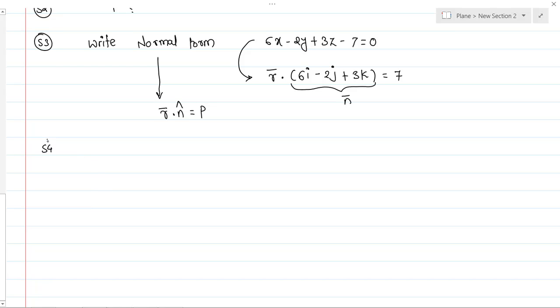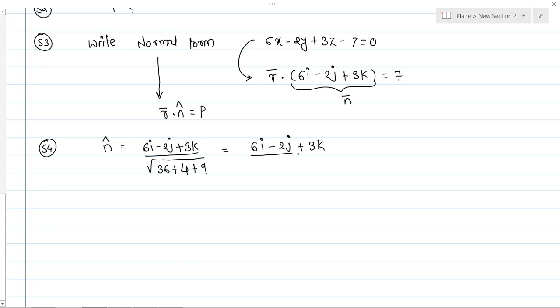So step number 4 is what? Find out the value of n cap, which is nothing but the vector divided by its magnitude. So it's 6i minus 2j plus 3k upon root of 6 squared is 36, plus 2 squared is 4, plus 3 squared is 9, which is nothing but 6i minus 2j plus 3k whole divided by 36 plus 4 is 40, and 49, so it becomes 7. This becomes my n cap.